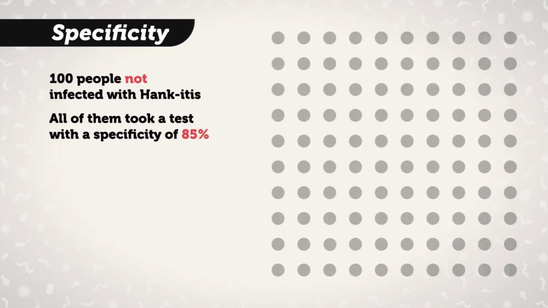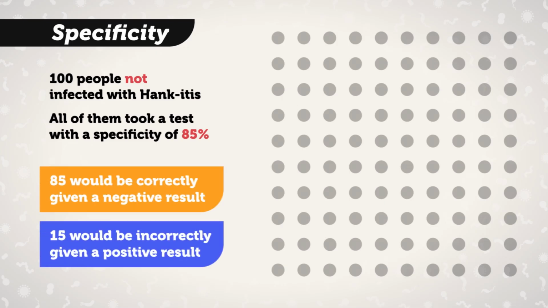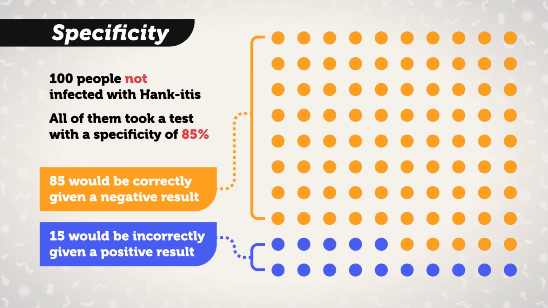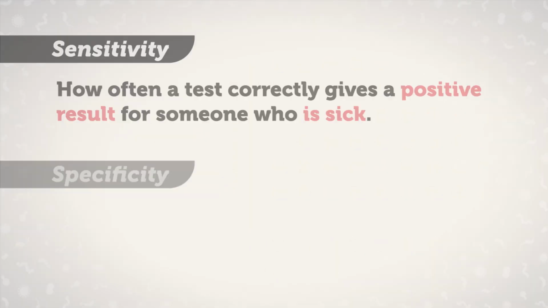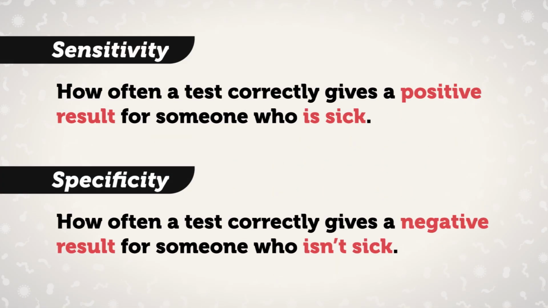Specificity is sort of the opposite. It tells you how often a test correctly gives a negative result for someone who isn't sick. Now consider a different group of 100 people, and none of them have hankitis, and all take the same test. If that test had a specificity of 85%, we'd expect about 85 negative results and 15 incorrect positive results. These can be tricky concepts to take in all in one go, so you might want to pause this video and consider them for a moment.